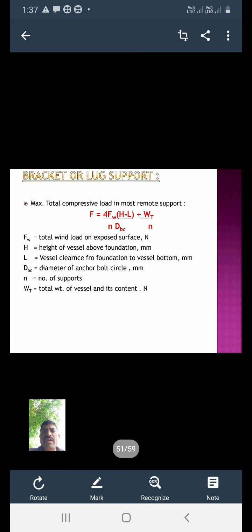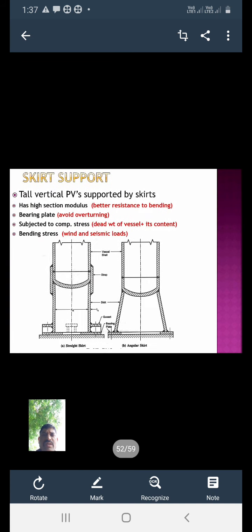Fw is the total wind load on the exposed surface. H is the height of the vessel. We consider this height above the foundation level, and it is given in mm. L is the vessel clearance from foundation to the vessel bottom. Remember that. dBc is the diameter of the anchor bolt circle, N is the number of supports, and Wt is the total weight of the vessel with contents. Already we have seen this.